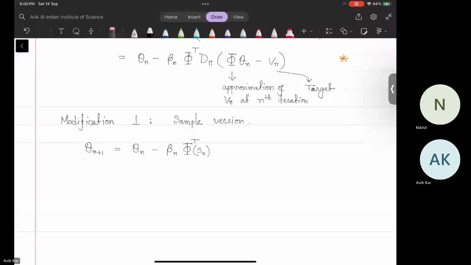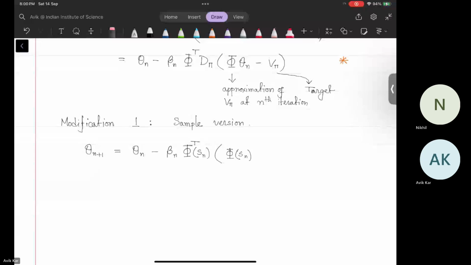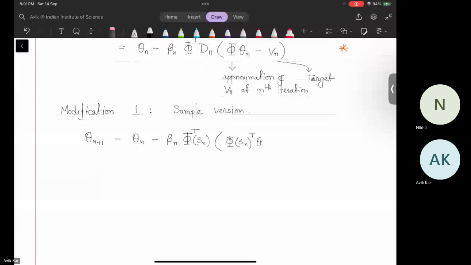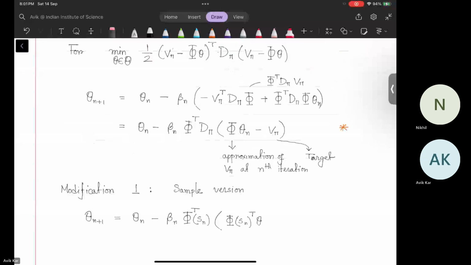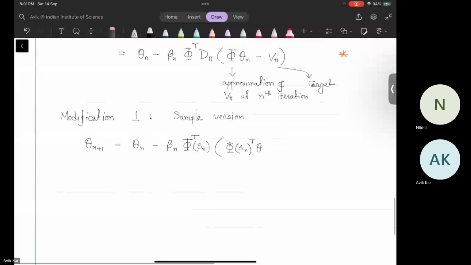So this way we are eliminating the expectation, and then instead of the transpose, we can write phi. So whatever is inside is a scalar.